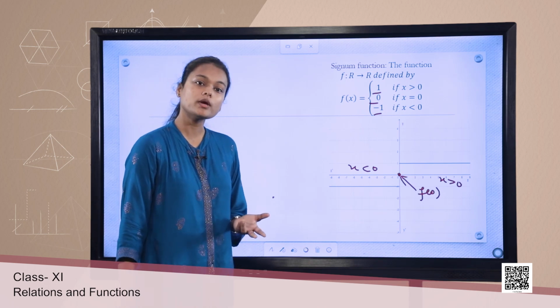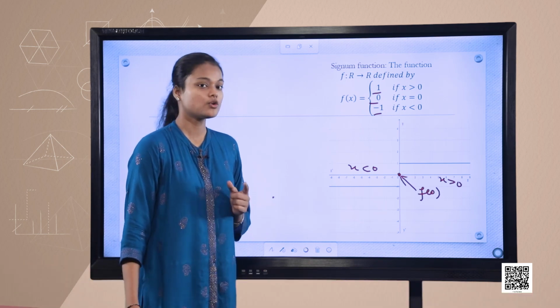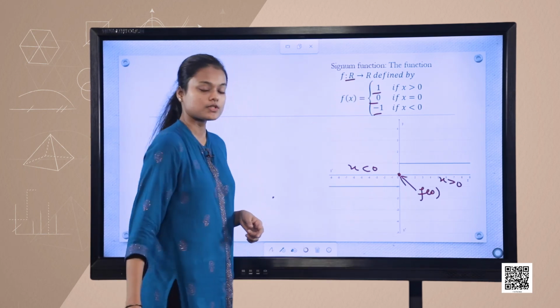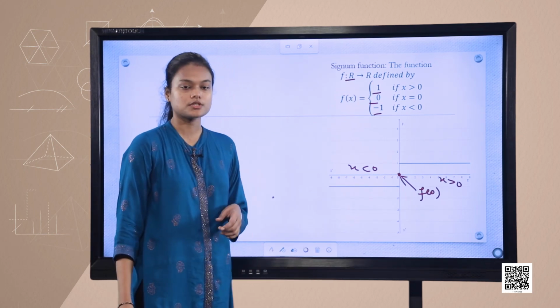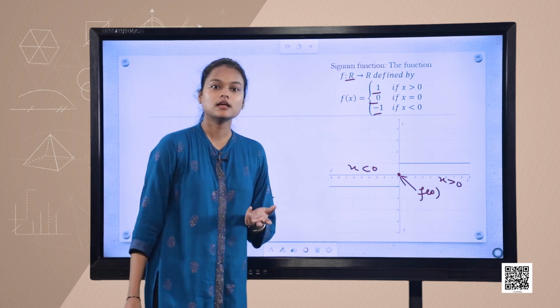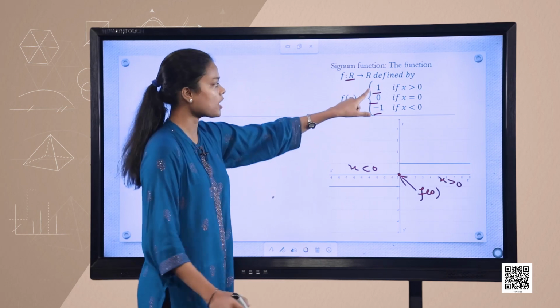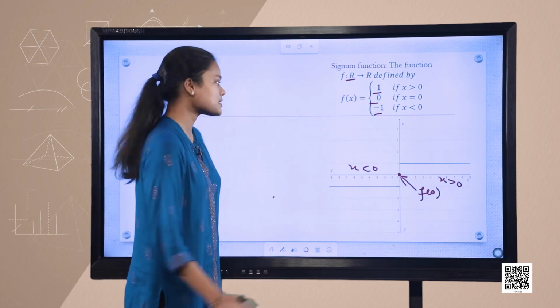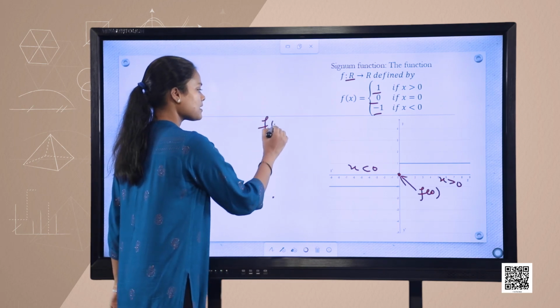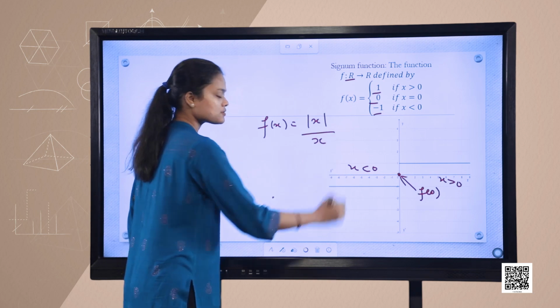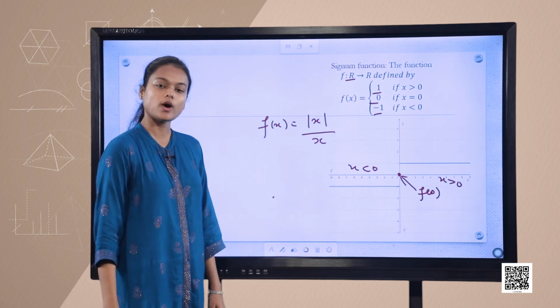So what will be the domain and range? Domain is R, the set of all real numbers. And range, how many values is it taking? 3. So range is 1, 0 and minus 1. You may notice that we can write this function as this as well. Why is this so?